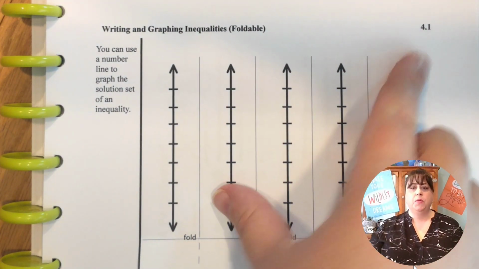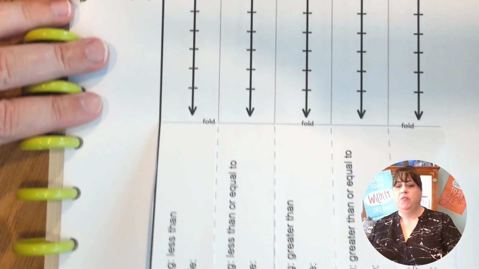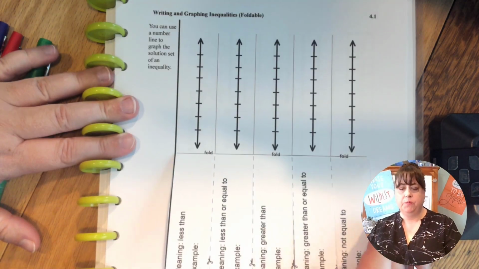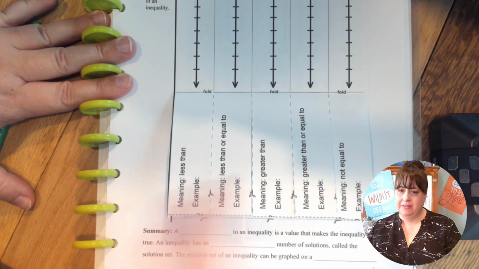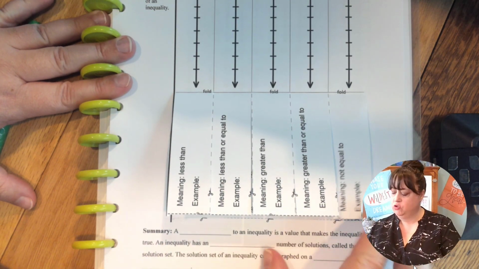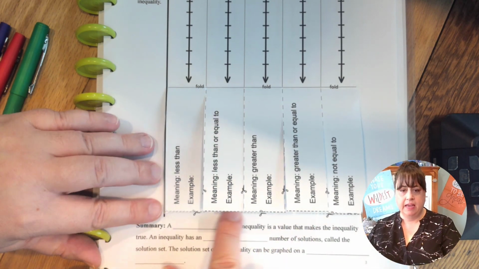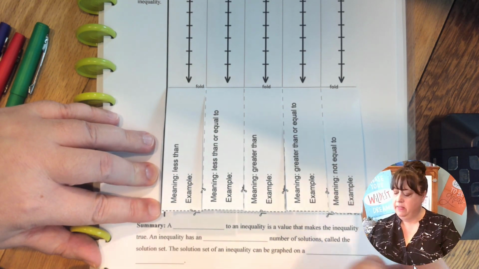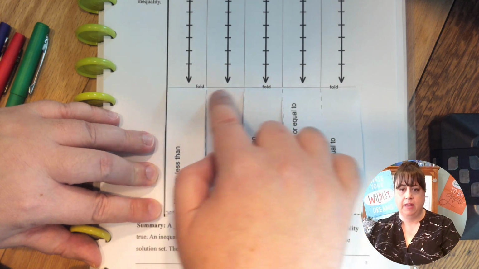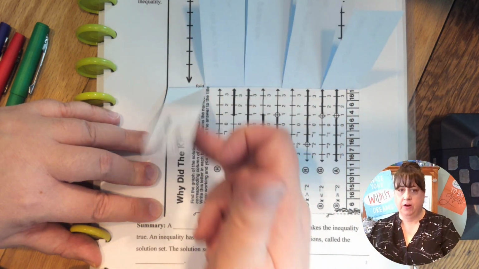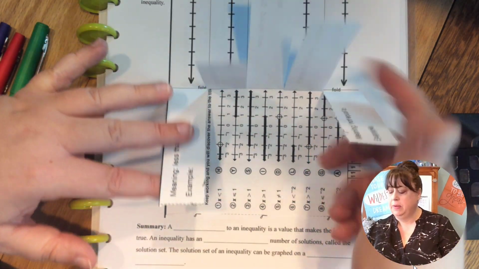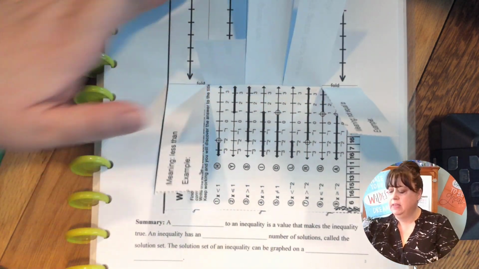The page that you want is 4.1, and it has these number lines. Before we get started, go ahead and get out some scissors, and you are cutting this page into some strips. Along the line that has the scissors, you're going to cut right there, and then you're going to cut up to this fold line so that you have these things that will fold over eventually. Be careful you don't cut the next page when you're doing this.